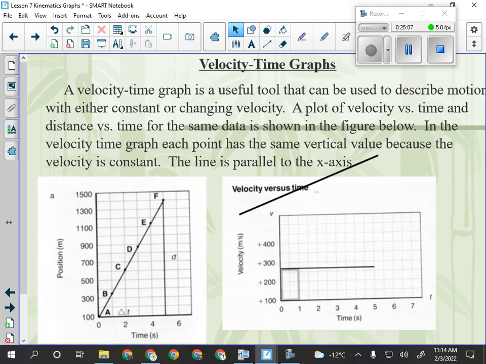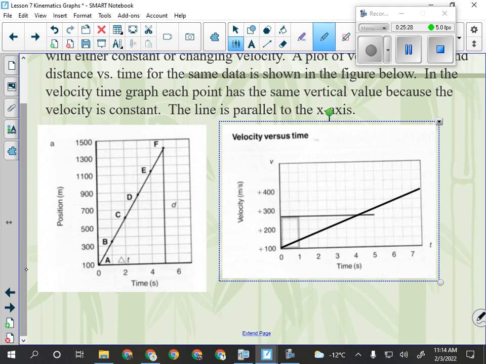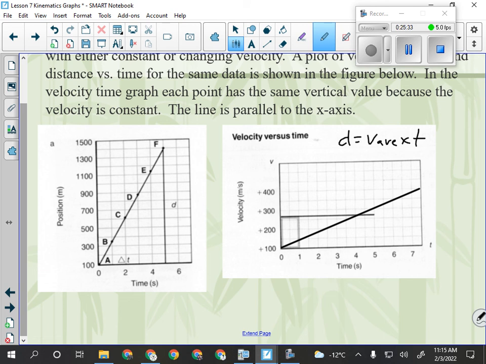Does it still work if the graph looks like that? It does. It still works. I can still calculate the total displacement by taking average velocity and multiplying by time. But my velocity is changing on this graph. So how do I get the average?